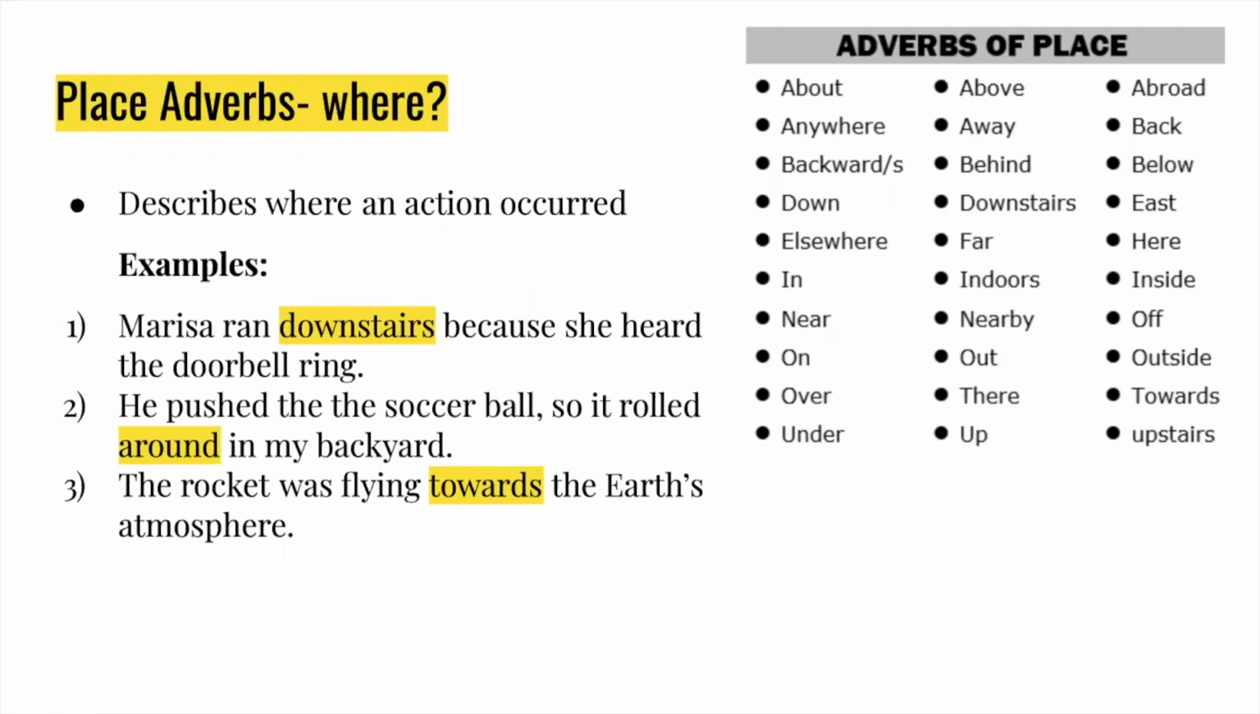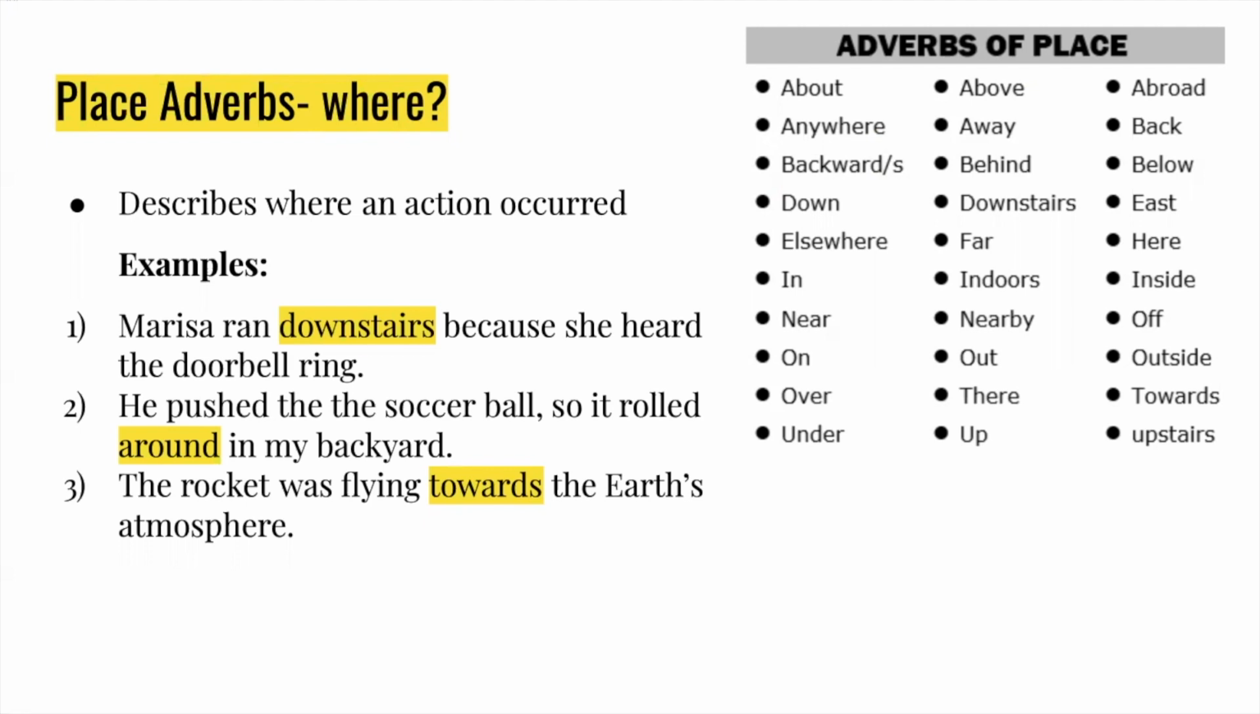Examples of these in sentences include: Marissa ran downstairs because she heard the doorbell ring. Here, the place adverb would be downstairs because it's describing where Marissa ran. The next example is: he pushed the soccer ball so it rolled around in my backyard. So here, the place adverb would be around because it's describing where the soccer ball rolled.